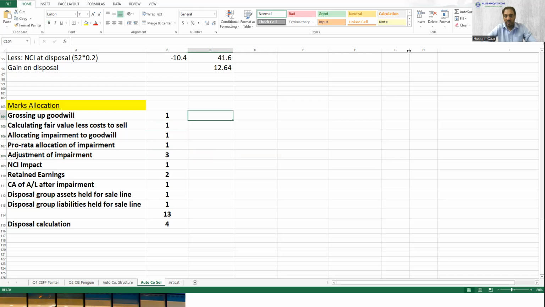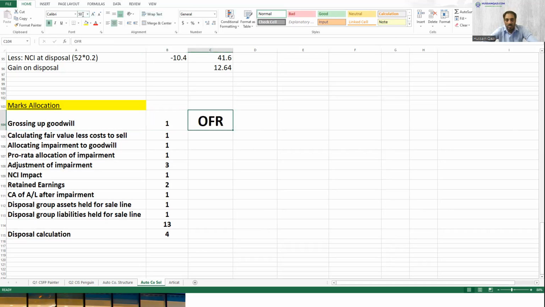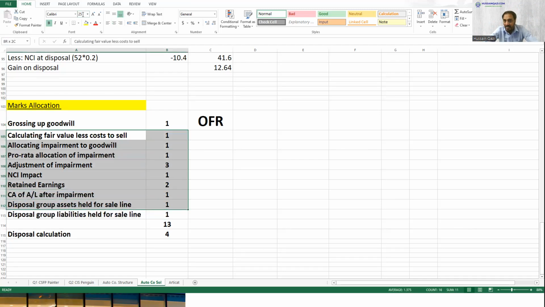I wanted to share one important thing: the own figure rule, OFR. What is this? ACCA mentioned the own figure rule, which means that, for example, if you are going to attempt a question and someone by mistake does not gross up the goodwill, so the mistake has been made in the first step, but the rest of the steps are absolutely right.